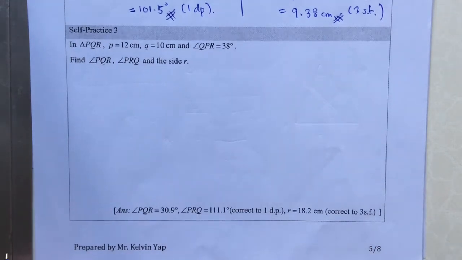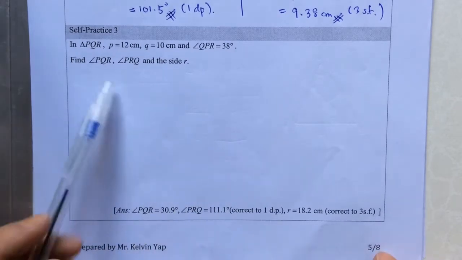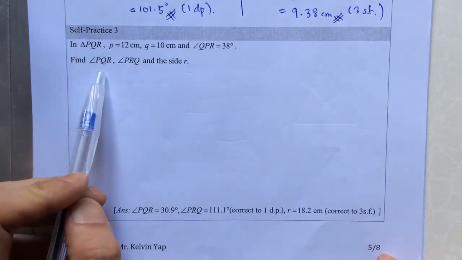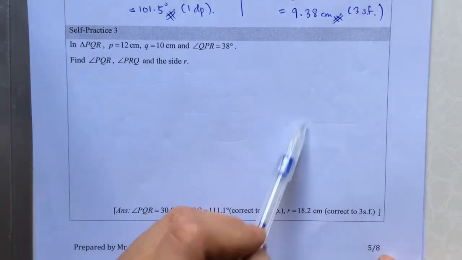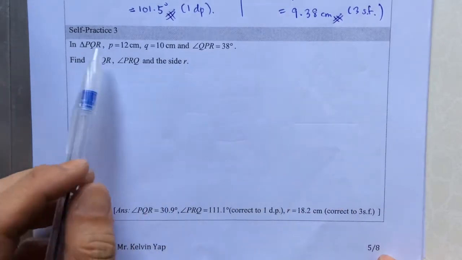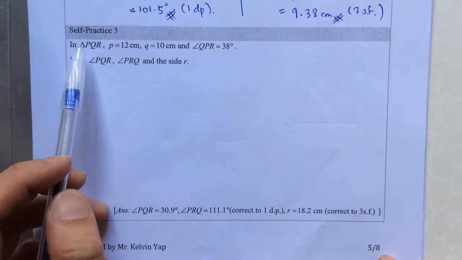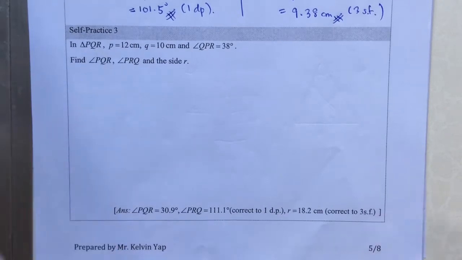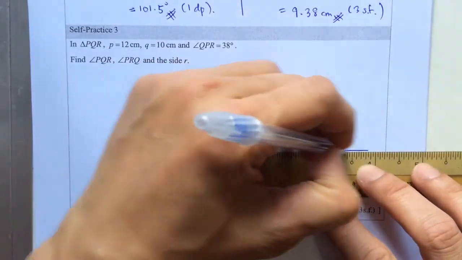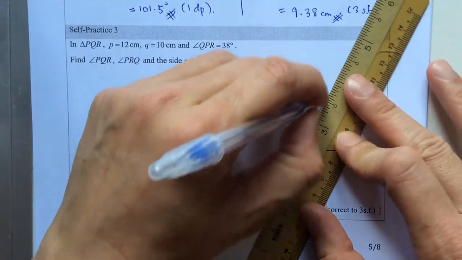For self-practice 3, the question, we are also given something similar to self-practice 1 and 2. No triangle is given, so we have to draw one. In this case, the triangle is not ABC, it's triangle PQR. So we are going to draw the triangle and label it as PQR.